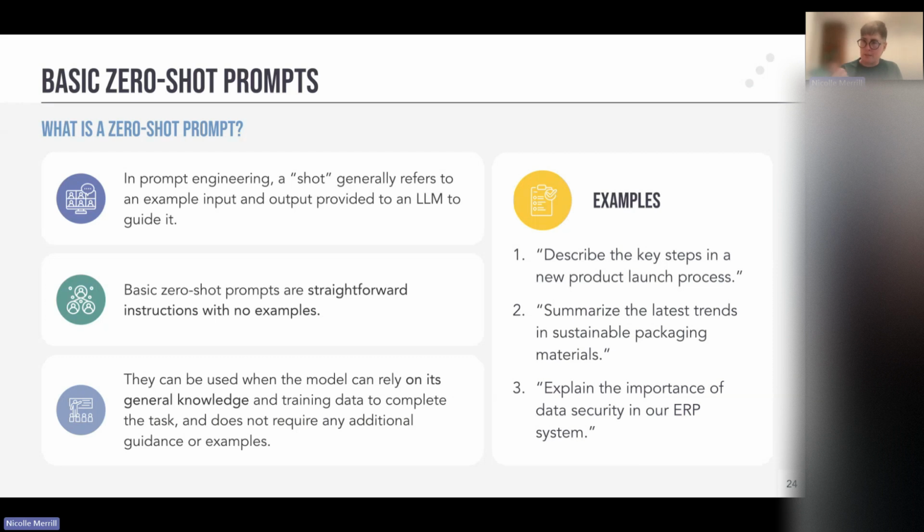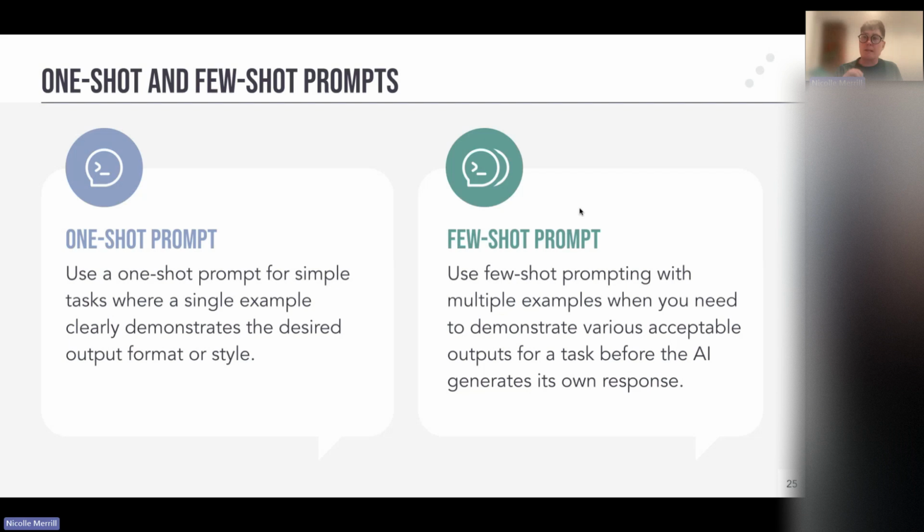So if you look on the right here, we have an example: describe the key steps in a new product launch process. We have given it no examples. So basically what the model will do is it will go to its own training and look for examples of product launches and give you an output. And that may work for you. But maybe you want to have something a little more specific that sounds like your brand or is written in the style of reports that you already produce.